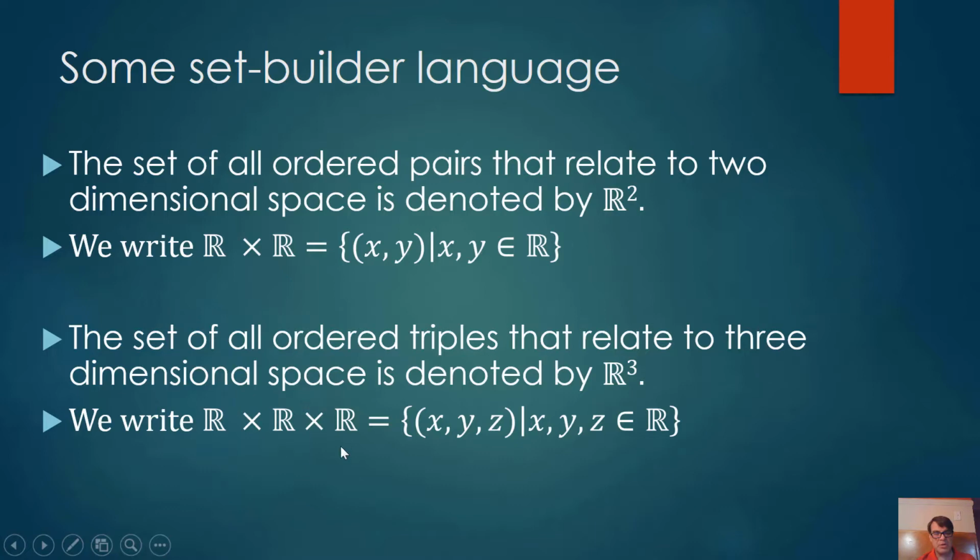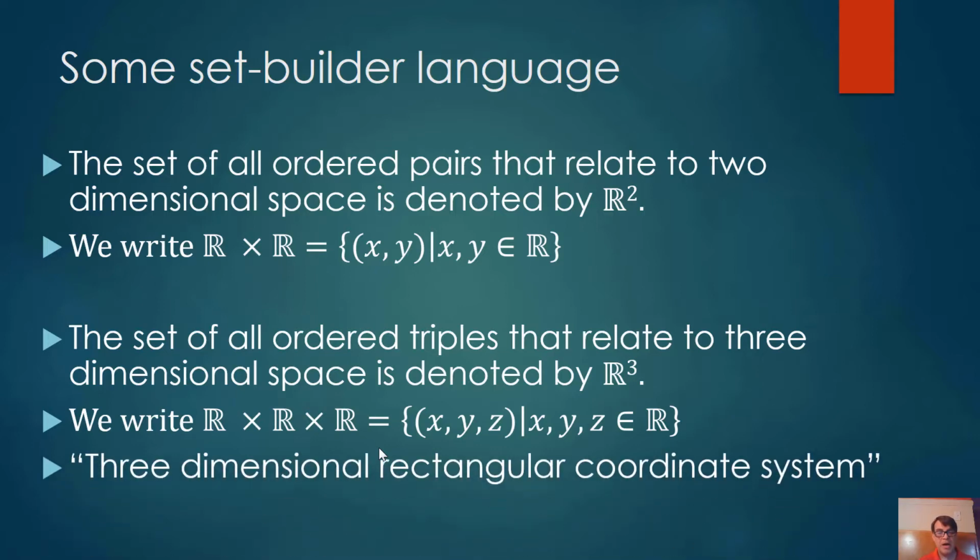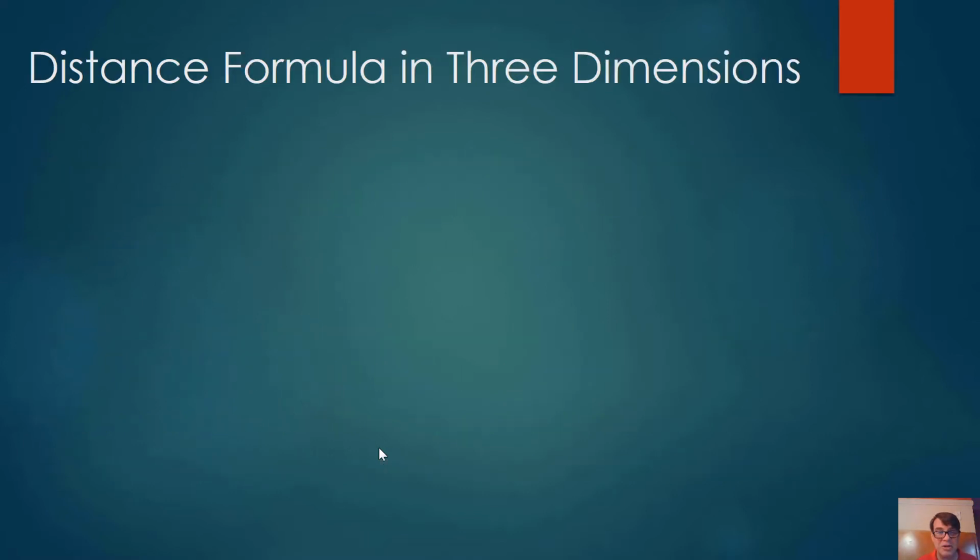And so R times R times R is the set of ordered triples x, y, and z, such that x, y, and z are elements of the real number system. Again, completely ignore this slide if your response is, what? Because it's not really important to life, in my opinion. Okay, but so we are talking in this video about a three-dimensional rectangular coordinate system. These are definitions. Now back to something that's actually helpful.